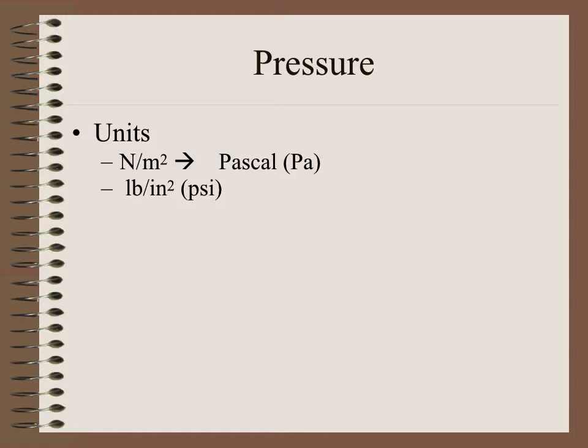Now, one thing to note about a Pascal and a pound per square inch is, and we talked about this on the previous slide, the area. A square meter is almost like having a square yard. A square inch is significantly smaller. So the numbers that you're going to get for PSI, or pounds per square inch, are going to be a lot smaller than the numbers that you're going to be getting for pascals, because a pascal is such a small unit because of the square meter. So for pascals, don't be surprised if you get very, very large answers.